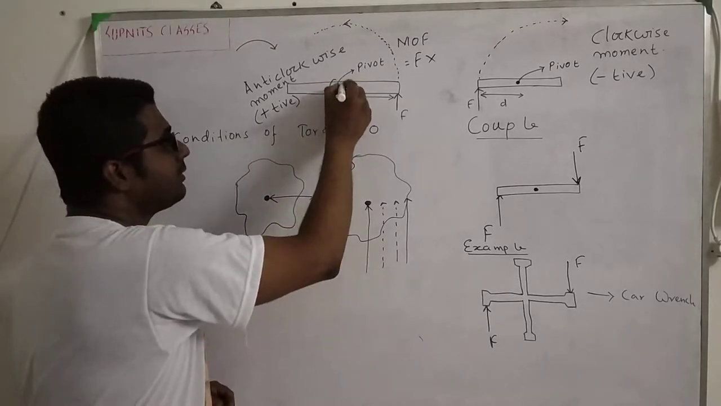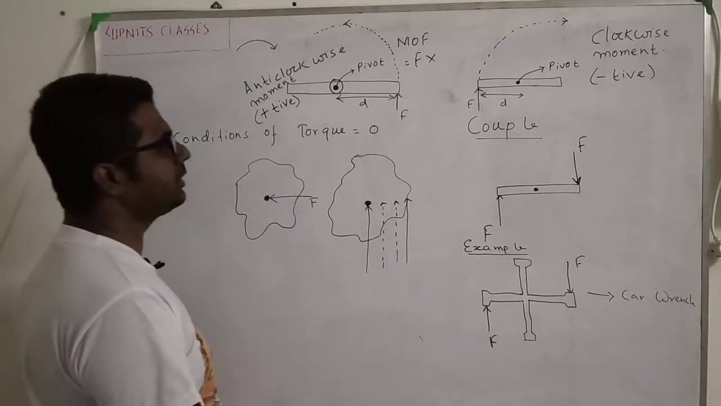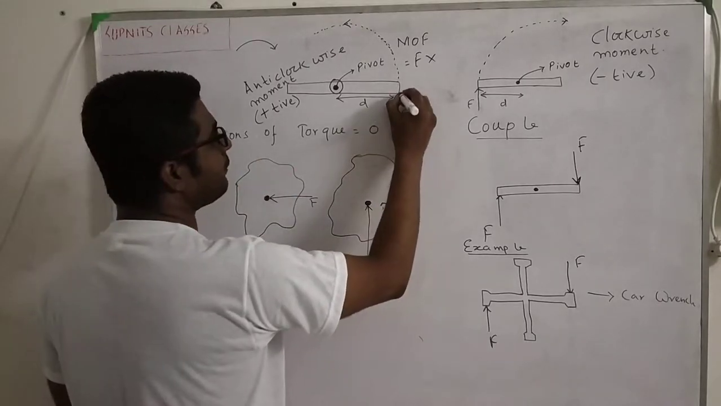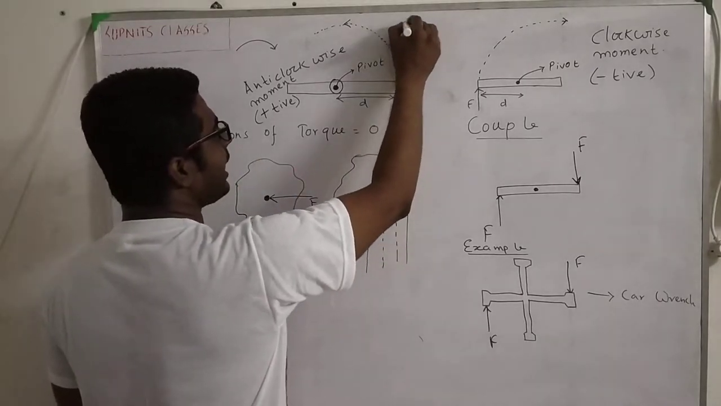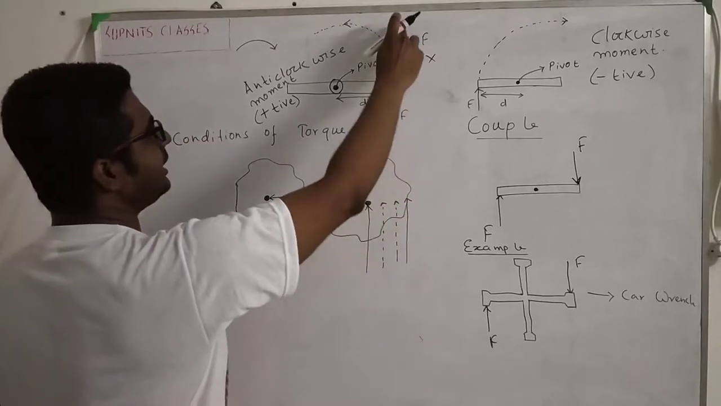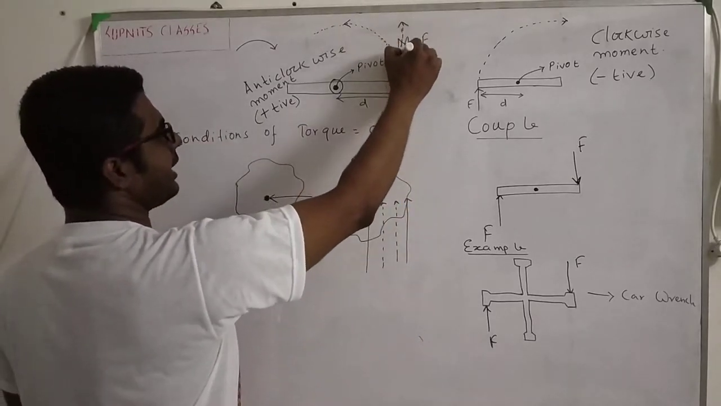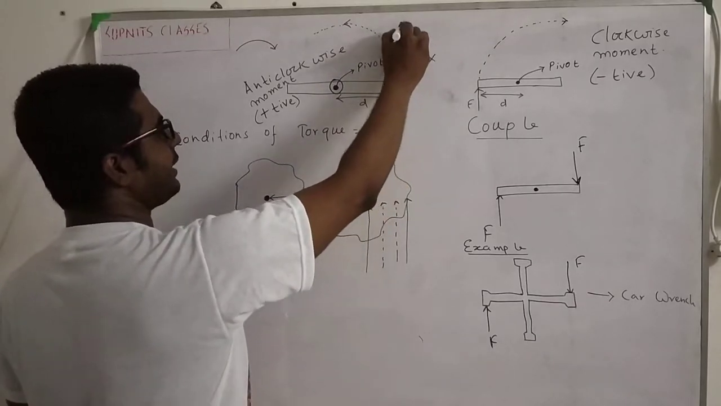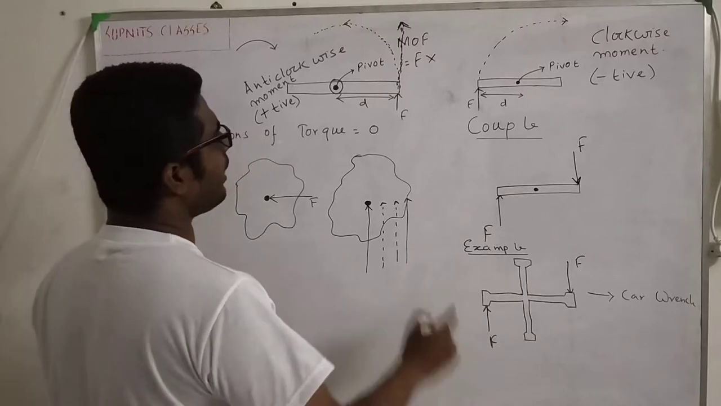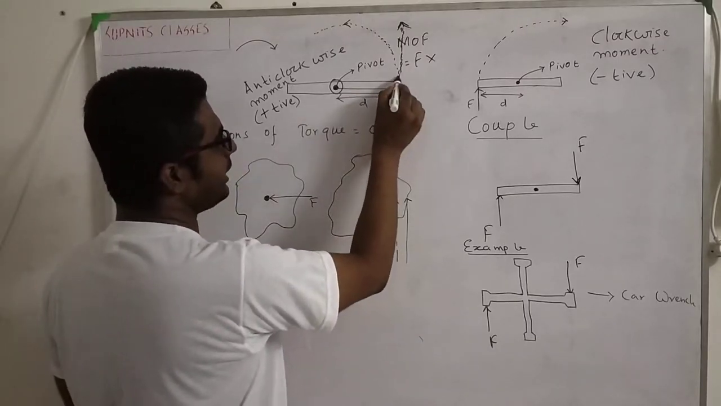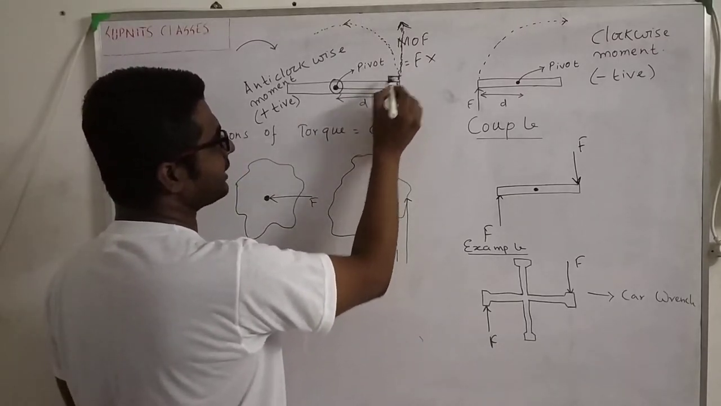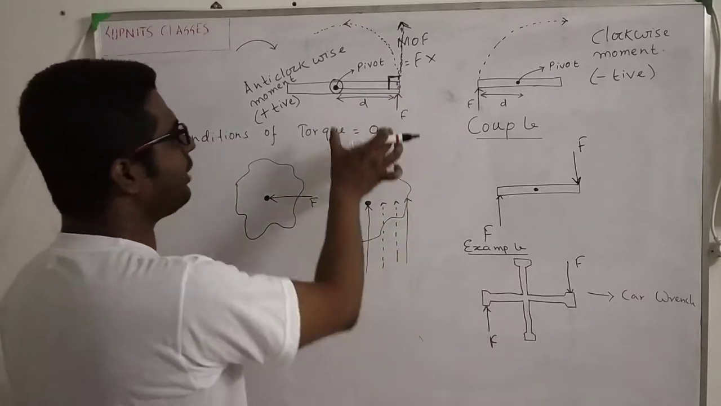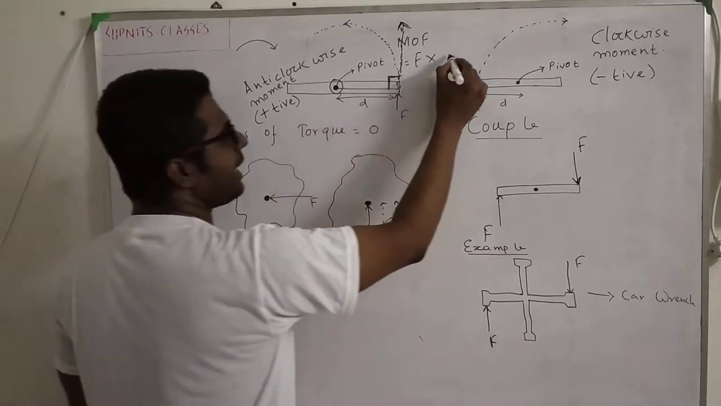Pivot is this one. What is the line of action of force? How to get the line of action of force, as I said in my second video? You have to just draw a line like this along the direction of the force. So, this is the direction of the force that I have drawn. This is the line of action of force, and this is the pivot. So, what will be the perpendicular distance? This one. See, 90 degree. So, this one is the perpendicular distance. Perpendicular distance is already given over here. So, it will be F into D.